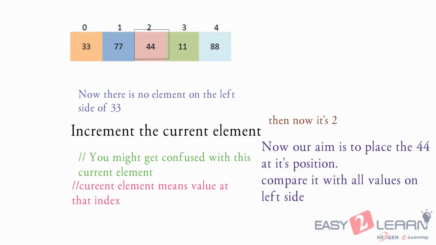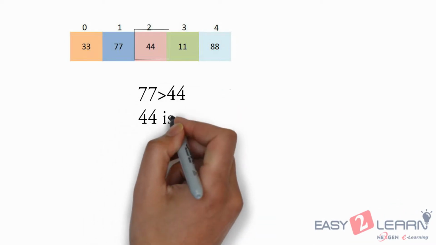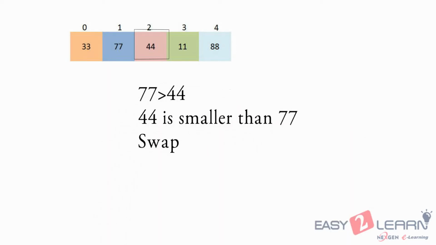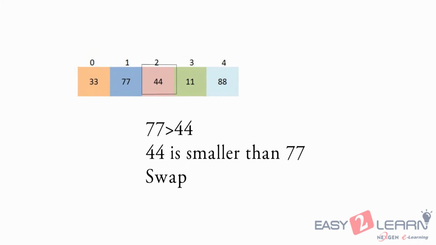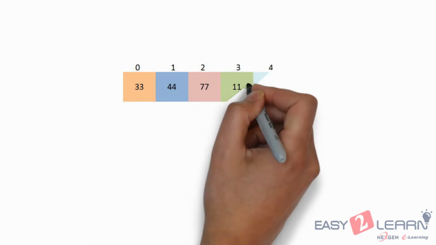Now our aim is to place the 44 at its position and compare it with all values on the left hand side. Now 44 is compared with 77, and as we know 44 is smaller than 77, we need to swap. After swapping, here it is.